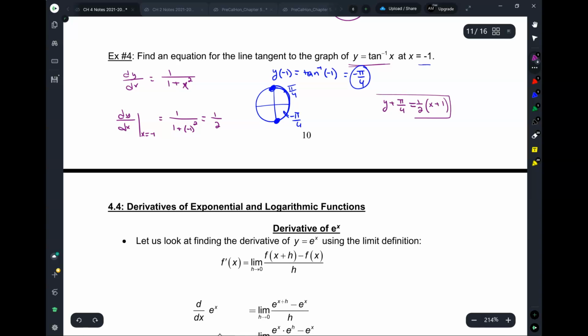Whew. Tangent line. I actually love tangent lines. I love it. It's kind of like free. It's kind of free.